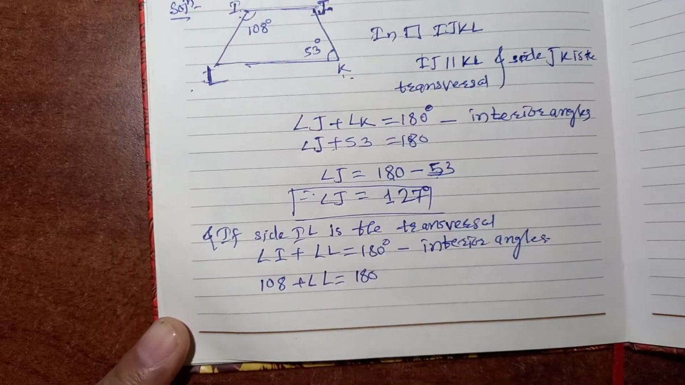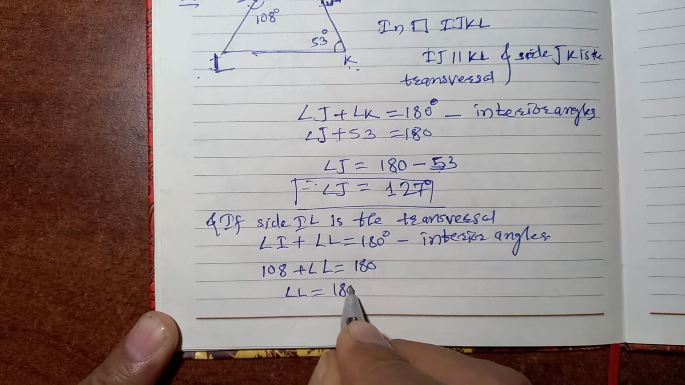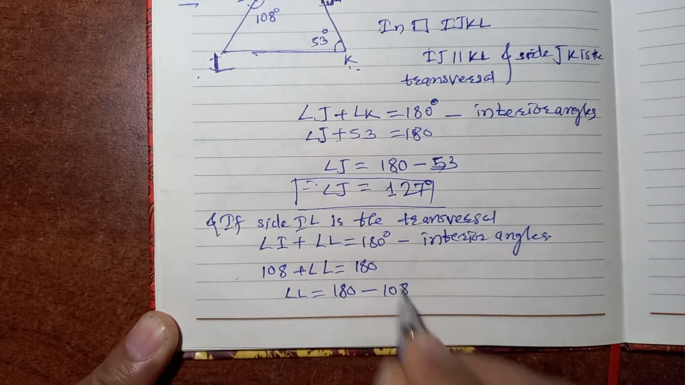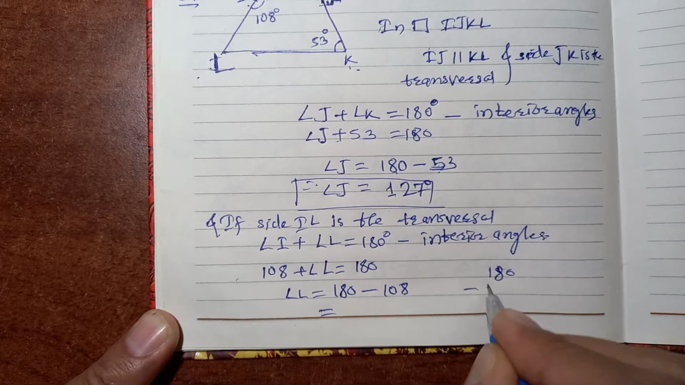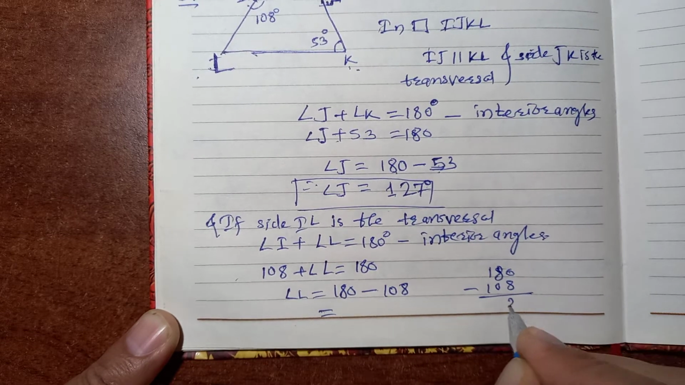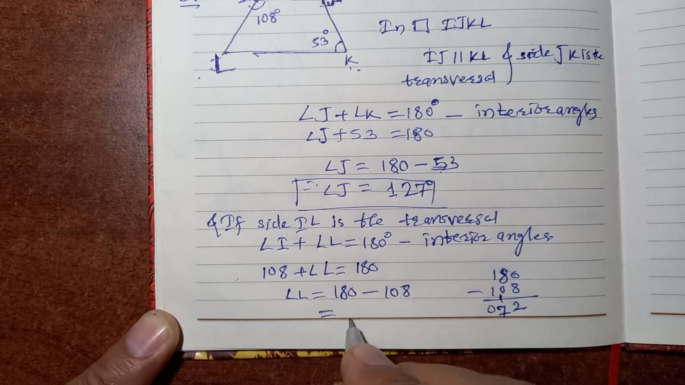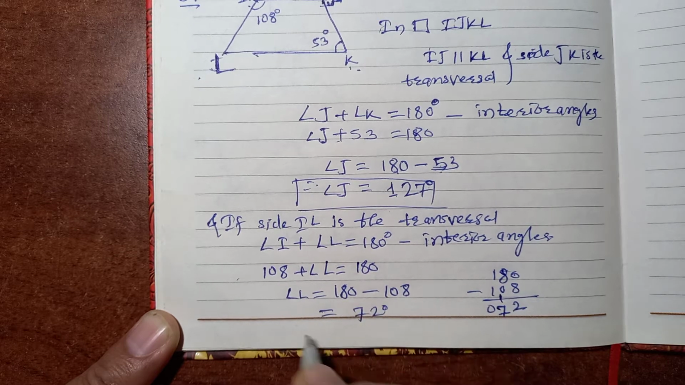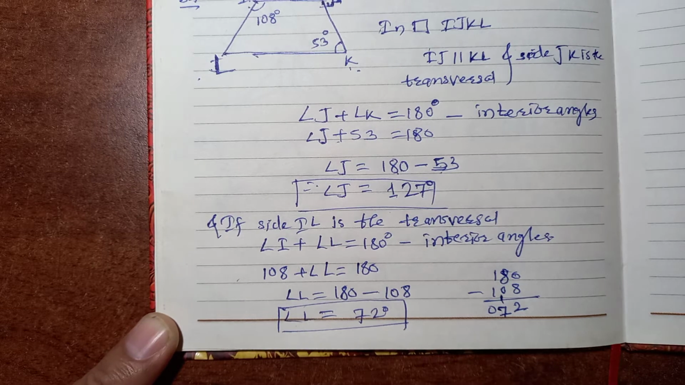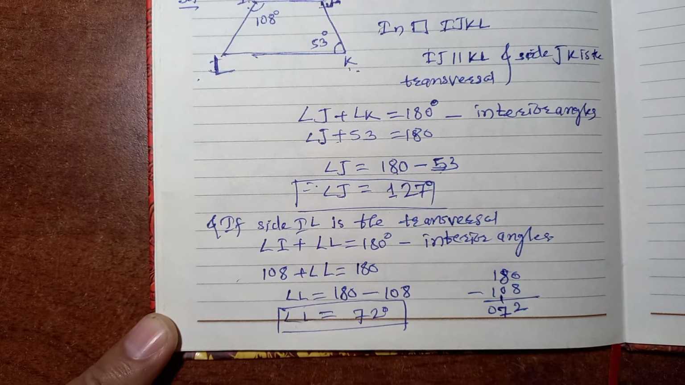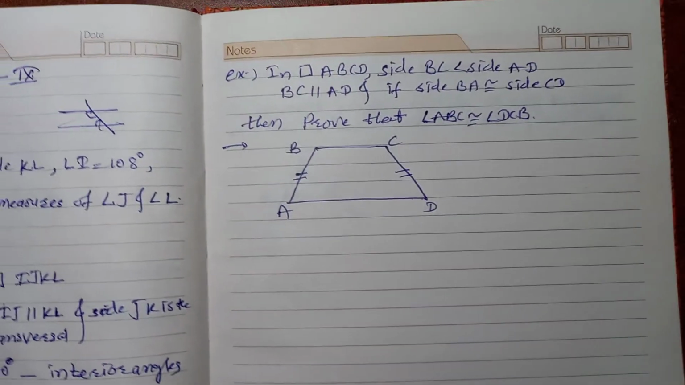So angle L is equal to 180, and this 108 goes to that side as minus. So it is equal to 180 minus 108. 10 minus 8 is 2, carry on 1 here, 8 minus 1 is 7. It is 72 degrees. Means angle L is 72 degrees and angle J is 127 degrees. Very simple example, you can easily solve. Then the second one.